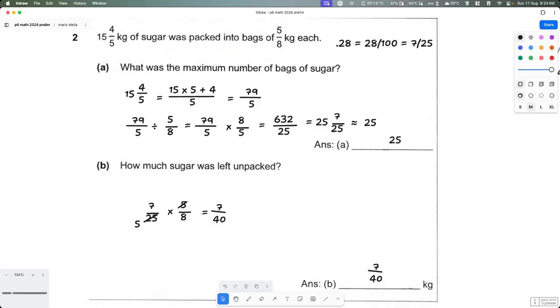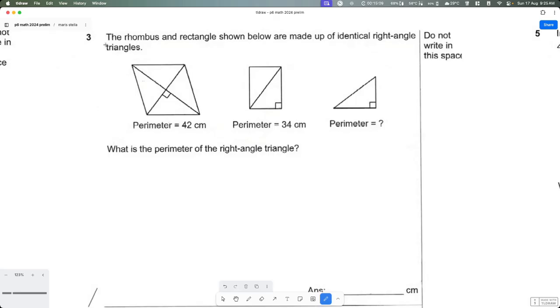All right, let's move on to question number 3. Question 3 says the rhombus and rectangle shown below are made up of identical right angle triangles. What is the perimeter of the right angle triangle?